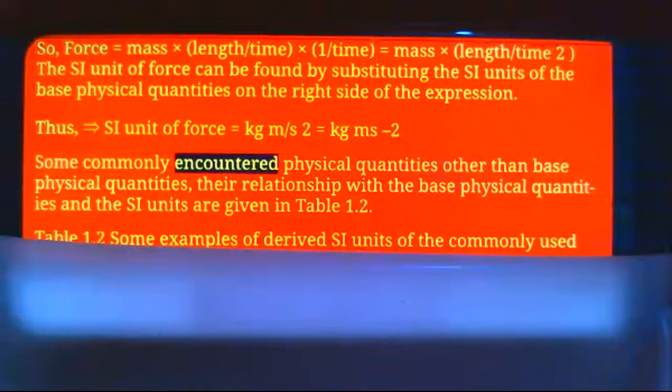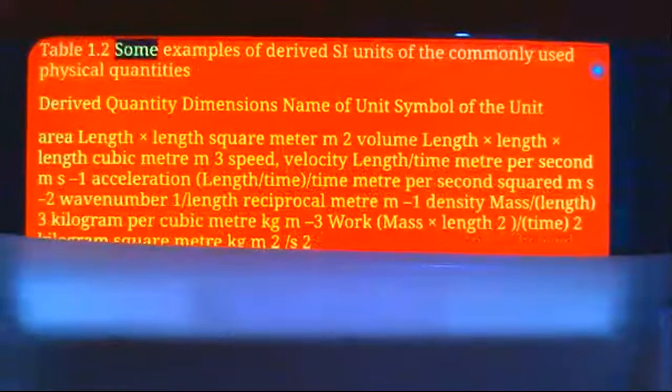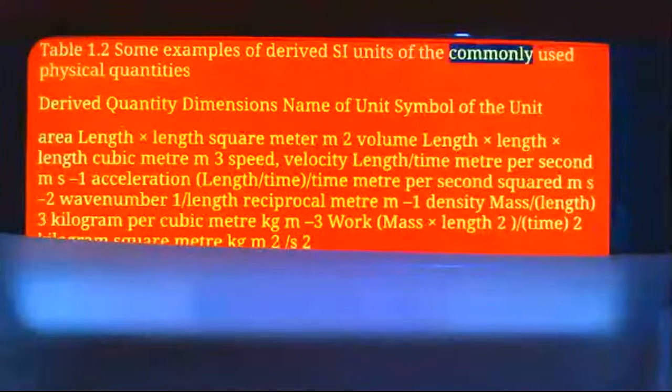Some commonly encountered physical quantities other than base physical quantities, their relationship with the base physical quantities and the SI units are given in Table 1.2. Table 1.2: Some examples of derived SI units of the commonly used physical quantities. Derived quantity, dimensions, name of unit, symbol of the unit.